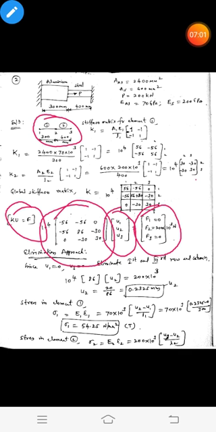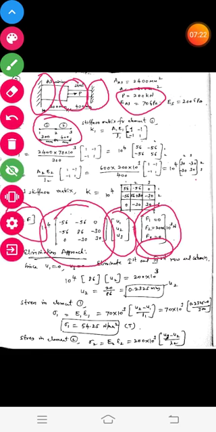F1 is the applied force at node 1. At node 1 there is no applied force given, so write it as 0. At node 3 no applied force is given, so write it as 0. And at node 2 there is an applied force of P, that is 200 kilonewton. Hence I wrote 200 into 10 raised to 3 Newton.